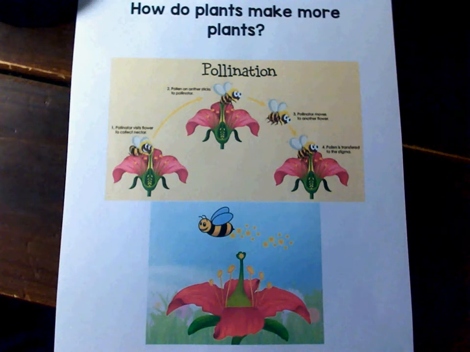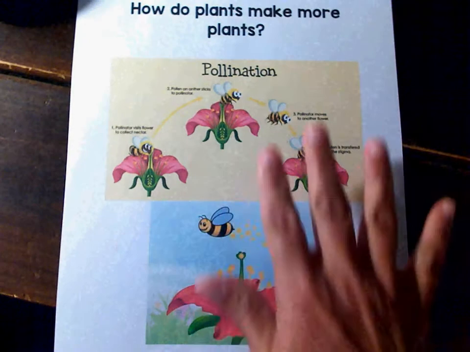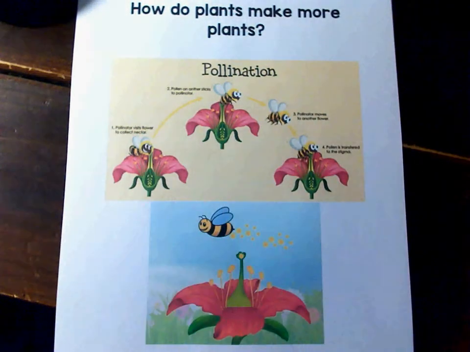Okay, boys and girls, we're going to talk about how plants reproduce. And reproduce means how do they make more of their own kind? Well, plants make other plants through a process called pollination. And I'll show you a little bit about what pollination is.